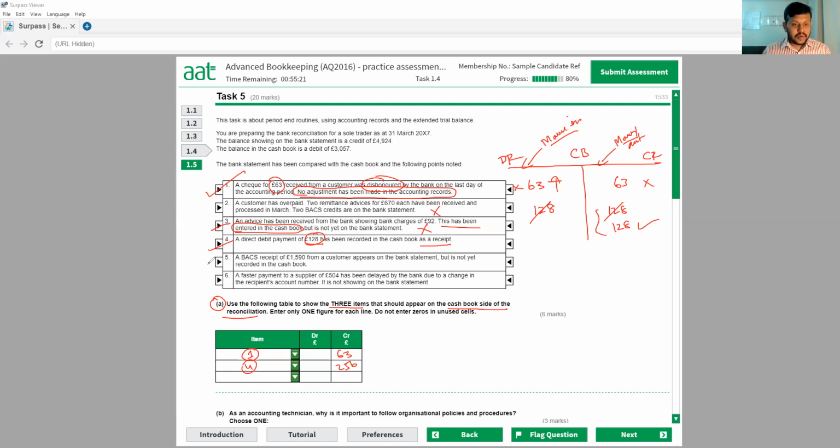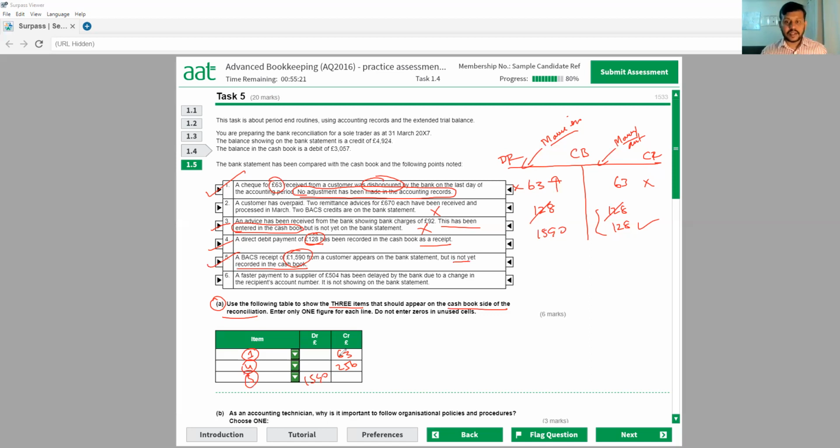Then we have number 5, a bank receipt of 1590 from a customer appears on the bank statement, but is not recorded in the cash book. Oh, that's my job. So the bank statement is showing this amount, but I didn't update my cash book. So now it's time to do it. Money received means the cash book debit side. So you're going to write number 5, 1590, cash book debit side. That's it.